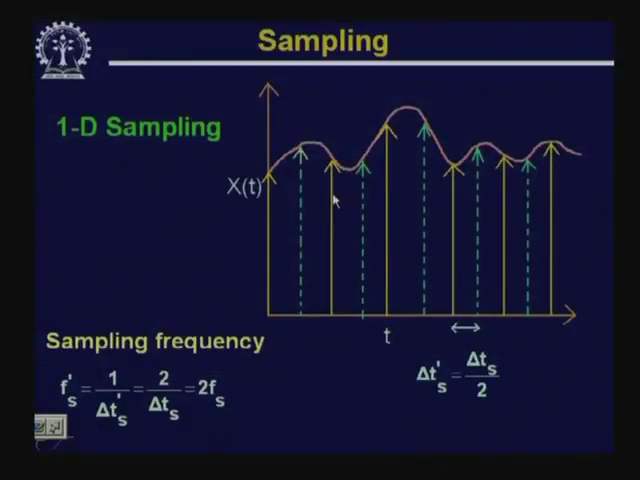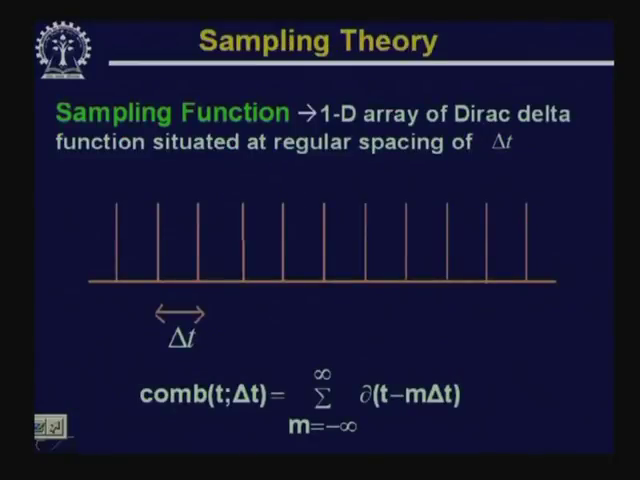Now, let us see what this sampling actually means. We have seen that we have a continuous signal x t, and for digitization, instead of considering the signal values at every possible value of t, we have considered the signal values at some discrete instants of time t. Now, this sampling process can be represented mathematically if I consider a sampling function, which is a one dimensional array of Dirac delta functions situated at a regular spacing of delta t. So, this sequence of Dirac delta functions can be represented in this form.